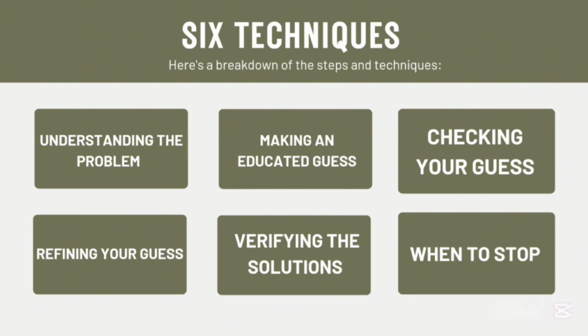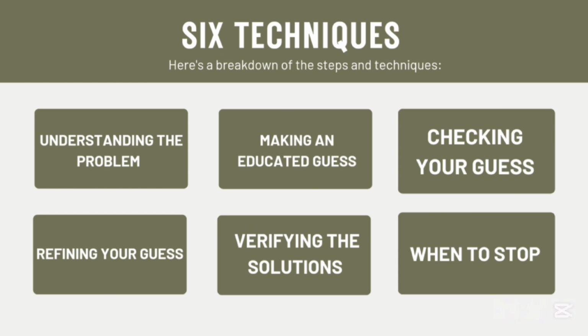The second one is making an educated guess. Start with simple, easy to calculate guesses. If the problem involves inequalities, consider the boundaries. The technique is that your first guess shouldn't be random. Use any information you have to make a reasonable starting point. Consider the constraints of the problem.